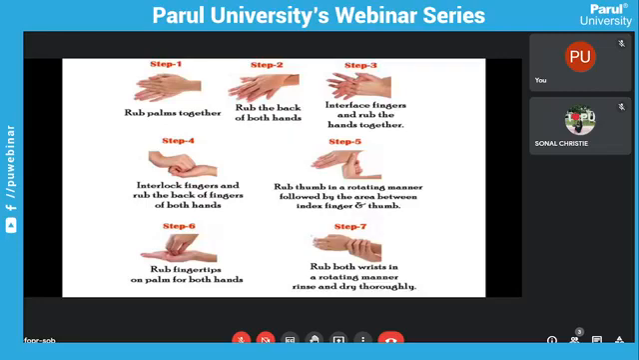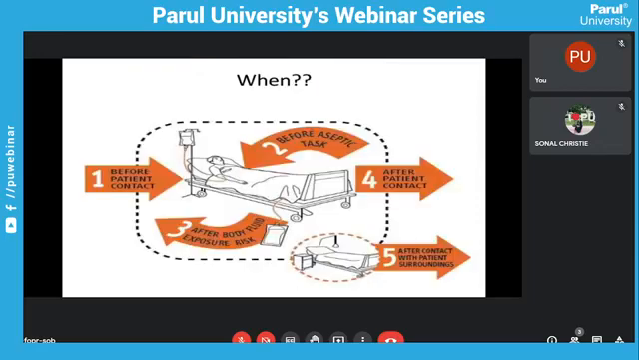Okay, we have to use these 7 steps of hand washing to stop the spread of infection. The first main important aspect of controlling infection is proper hand washing steps. Then, when do we have to do hand washing? First, before patient contact. Before going into contact with a client.